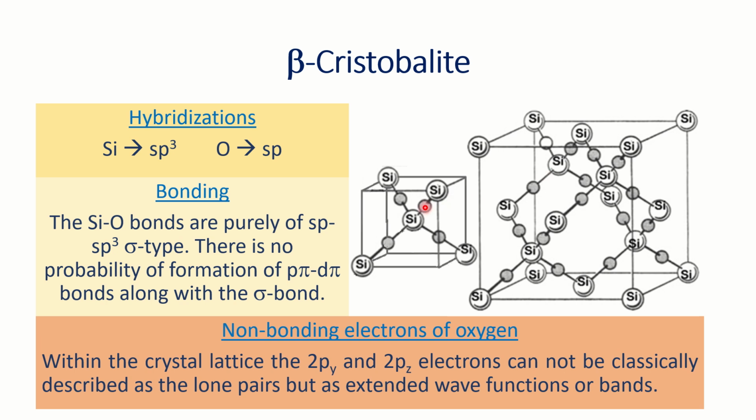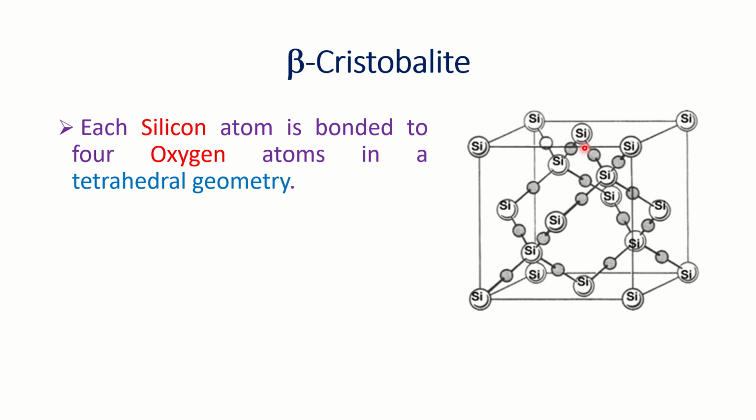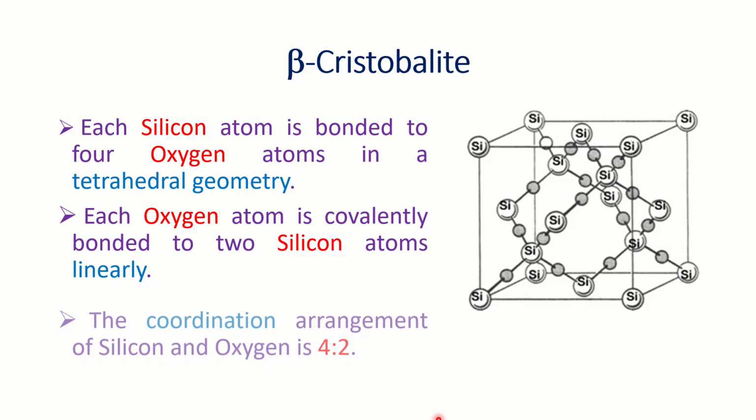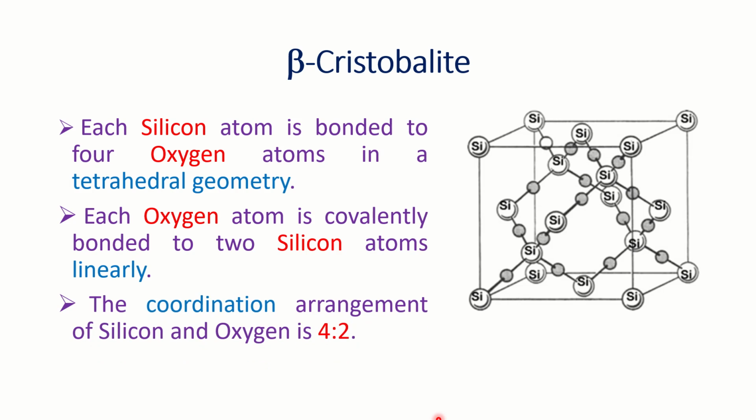So oxygen is sp hybridized and silicon is sp3 hybridized. Silicon is forming a tetrahedron, that means silicon is surrounded by 4 oxygens. On the other hand, one oxygen is bonded to 2 silicons. And here you can see that oxygen is bridging between these two silicons. So each silicon atom is bonded to 4 oxygen atoms in a tetrahedral geometry, while each oxygen atom is covalently bonded to 2 silicon atoms linearly. As a result, the coordination of silicon to oxygen has been found to be 4:2.